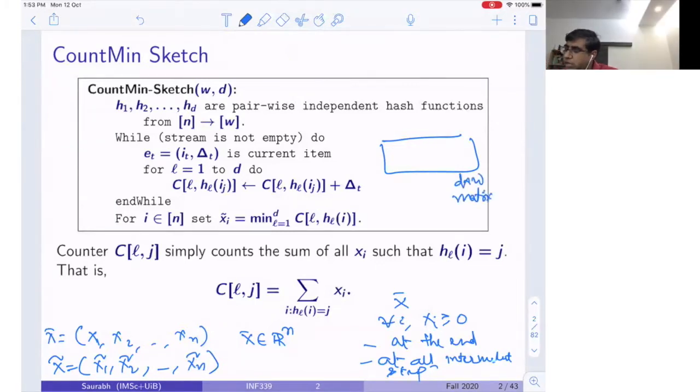So if at any point of time you ask me for an estimate for xi tilde, what will I do? I will go through each hash function, look at which bucket it maps to, collect all those items, and then take the minimum and return it to you. This is what count min sketch will do, and count sketch as well with a variation.